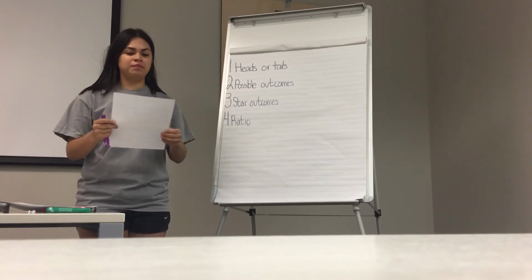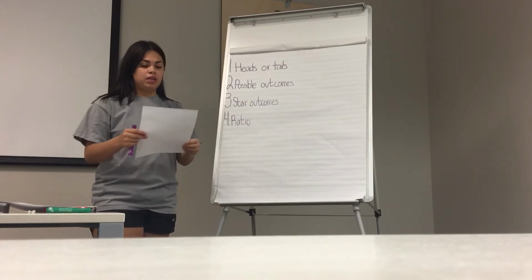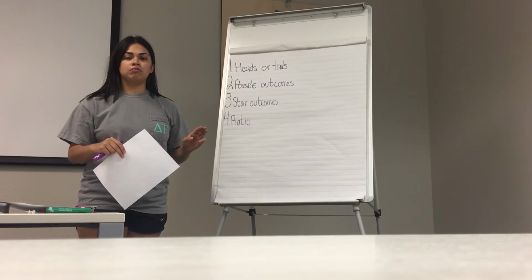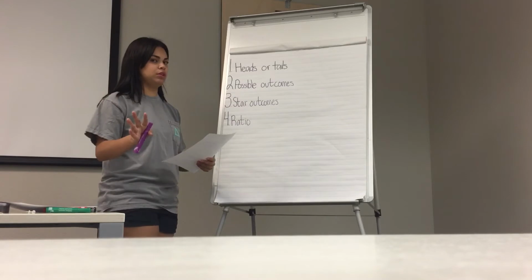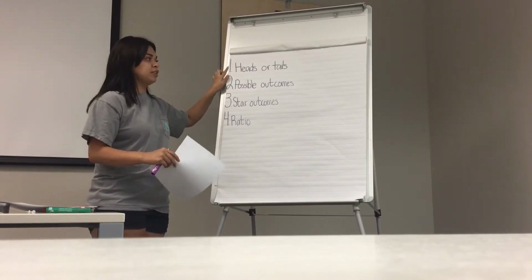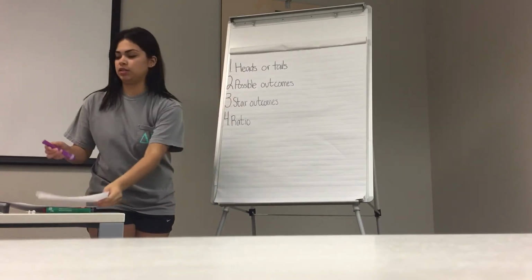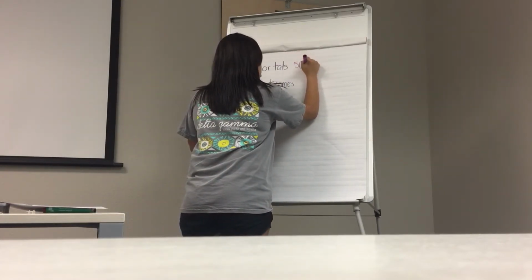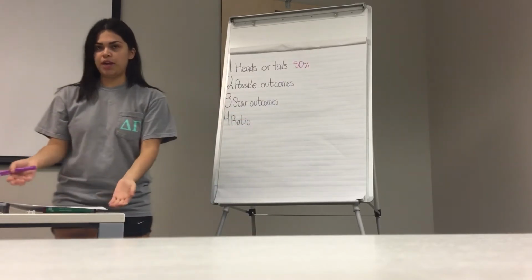I'm Miss Alvarado. Today our lesson is going to be over probability. And we want to know the probability of two different things happening. Y'all understand what I'm saying? So my example to teach you is going to be heads or tails. We want to know the probability of getting heads or tails, which is 50%. You have a 50-50 chance of getting heads or tails when you flip it, right?